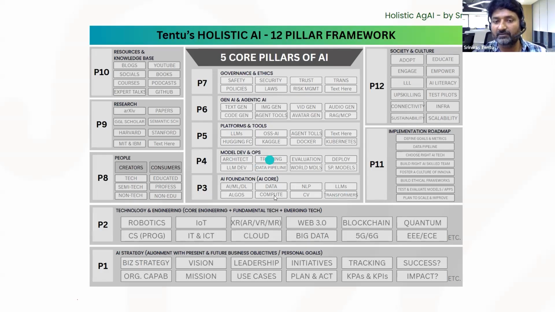Then model development. Imagine you want to build your own specific model. You don't want to simply use ChatGPT as a user, but you want to build one more application on ChatGPT, meaning LLMs. They give you APIs. That's a different thing: how to connect APIs, how to build applications, and all those things. Then you want to customize your own specialized LLMs. That is where model development operations come into the picture.